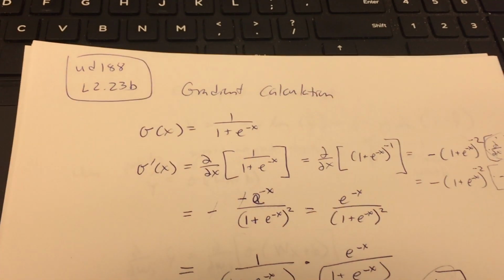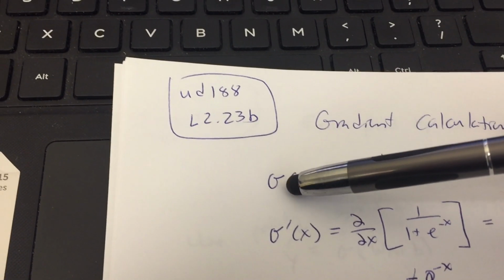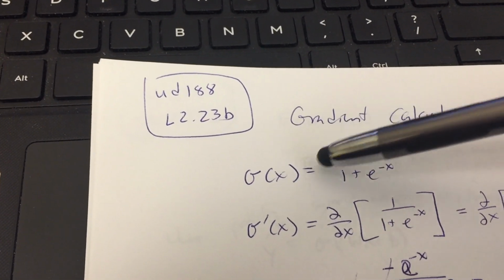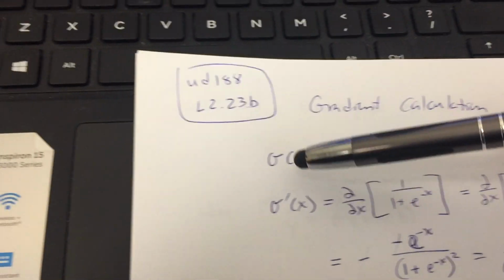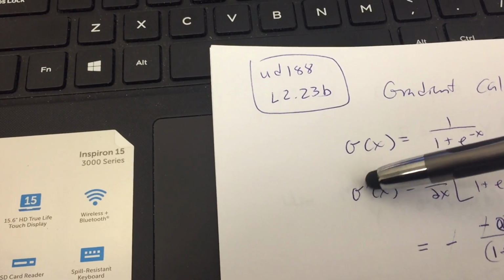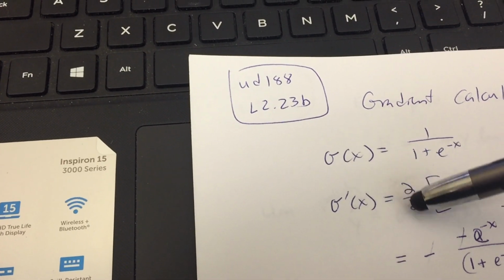Okay, so let me go to my paper because it shows it in all of the steps in great detail. So here is this sigmoid function, equal to 1 over 1 plus e to the minus x. We want to take the derivative, so sigmoid prime x is the notation for the derivative with respect to x.